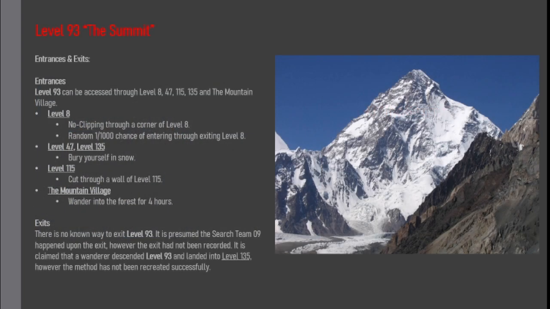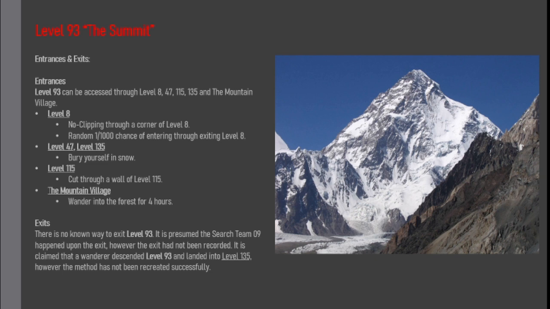Entrances and exits. Entrances. Level 93 can be accessed through level 8, 47, 115, 135, and the mountain village. Level 8: no clipping through a corner of level 8. Random 1 in 1000th chance of entering through exiting level 8. Level 47, level 135: bury yourself in snow. Level 115: cut through a wall of level 115. The mountain village: wander into the forest for 4 hours.